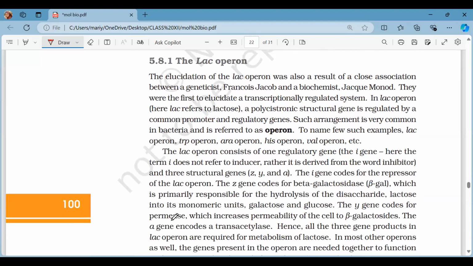Now, talking about the lac operon. The elucidation of the lac operon was the result of close association between a geneticist, Francois Jacob, and a biochemist, Jacques Monod. So Jacob and Monod gave us the lac operon. Remember that: Jacob and Monod. They were the first to elucidate a transcriptionally regulated system. In lac operon, lac refers to lactose.